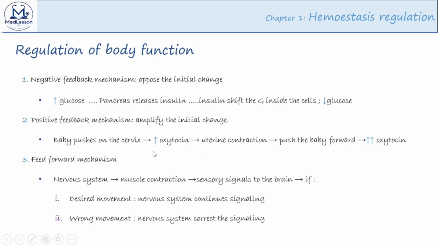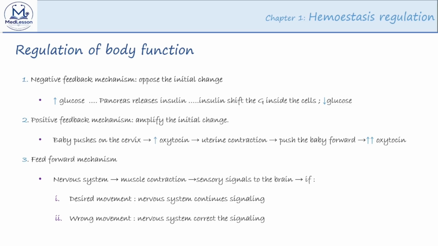So now the cervix of the uterus is much more stretched and it causes release of oxytocin. Here at first we have increase in the oxytocin, at the end we have much more increase in the oxytocin. So this is the positive feedback mechanism. The third mechanism is the feed-forward mechanism. This is called adaptive mechanism as well. This is not much common, but it can be seen in some parts of the body.